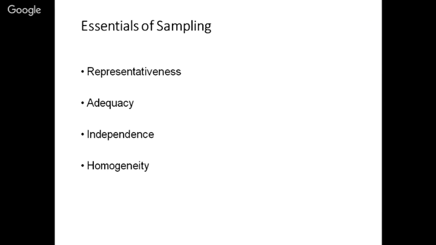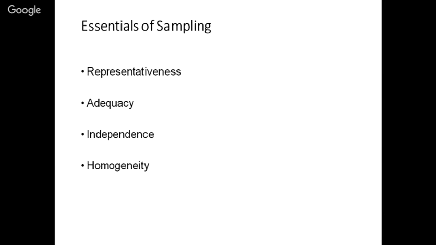Next is, what are the essentials of a sampling process? Essentials of a sampling process means, first, a sample must be representative of that particular population, or representative of that particular universe. Otherwise, the results obtained may be misleading.